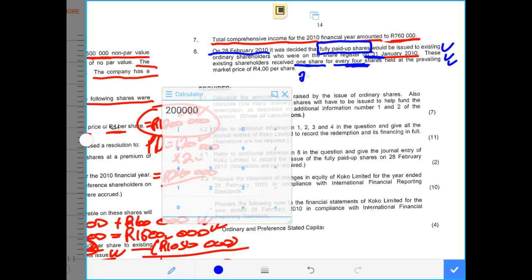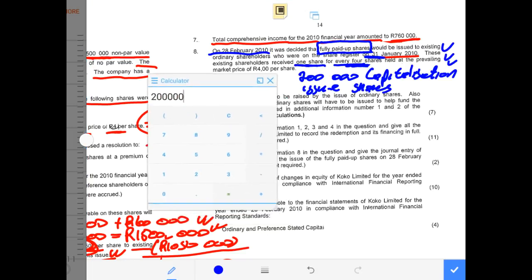So now there is 200,000 right issue shares. Sorry, capitalization issue shares. Sorry, it's not the right issue. That will be capitalization issue shares, which is shares issued for free to the existing shareholders.